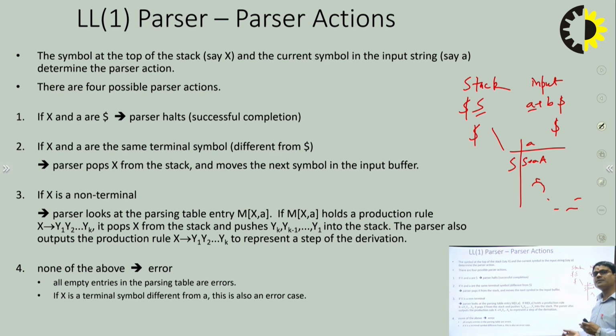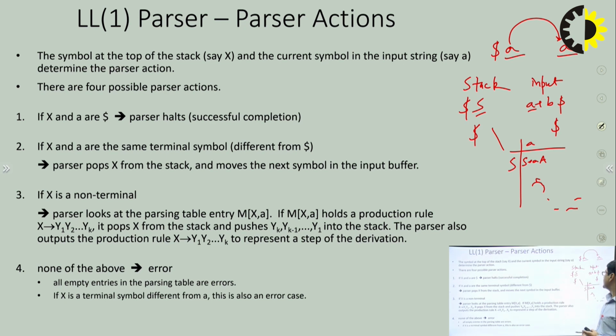When you perform this stack implementation and you get this situation, you say that the parsing technique has completed successfully. Now, if X and small a are the same terminal symbol, different from $, so suppose $ and small a are on the stack and small a is the input, what do we do? We have to pop it from the stack and remove it from the current input symbol. Whenever both are the same, we pop it, so $ remains and small a is removed from the input.